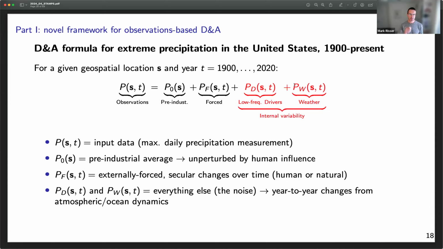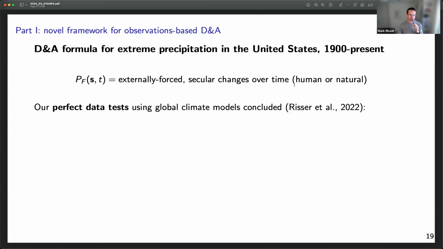We're really taking a very careful step through each of these pieces. So I'm not going to go through all of them, but I do want to say a little bit about the results that we got, or where we ended up for this externally forced component. Again, there's a citation there, which I have a link to at the end of the talk.